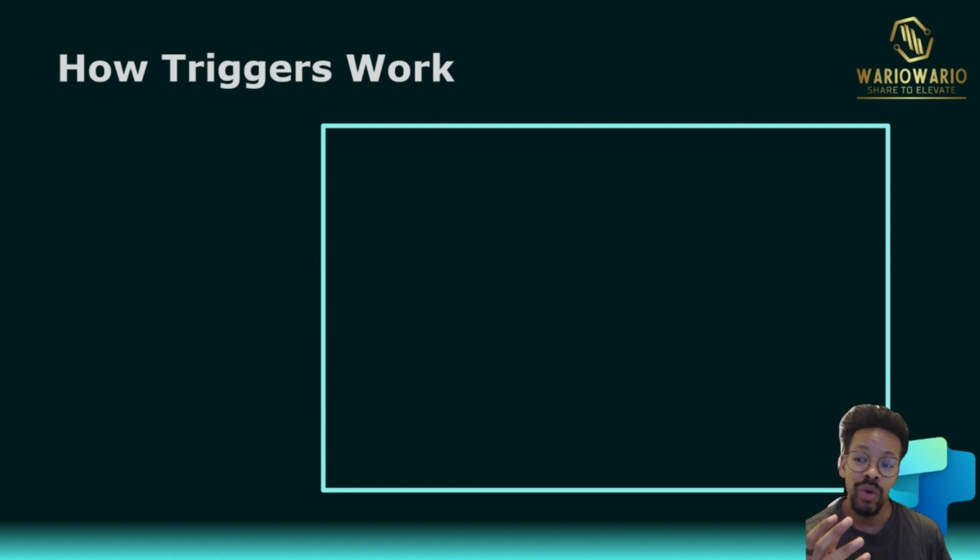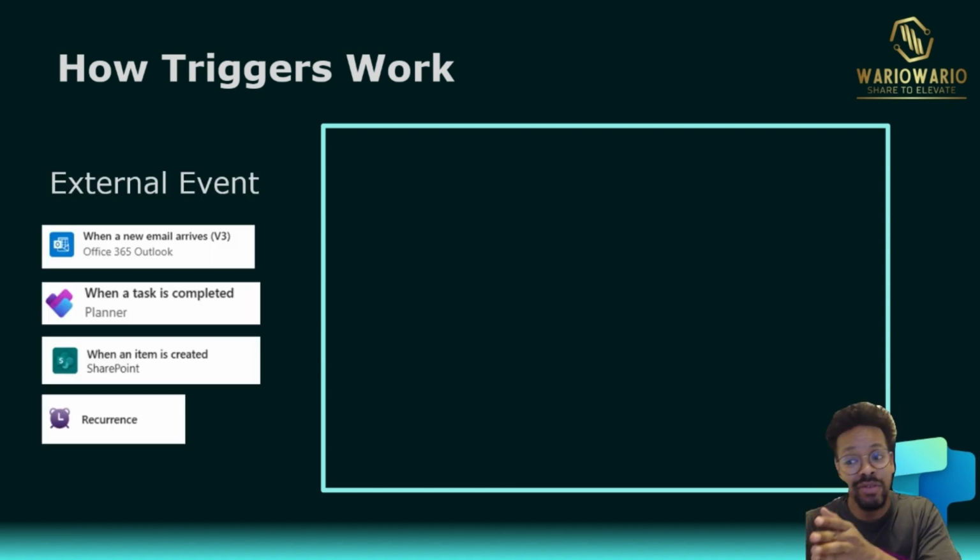So how do triggers work? First and foremost, something has to happen outside. You have these triggers, which are basically Power Automate actions. As you can see here, you have when an email arrives, when a task is completed in Planner, and when an item is created in a SharePoint list. And the best one for me, which I really like, is the recurrence one. Let's say I want a summary of my email every day. I could ask Copilot, but I would also like Copilot to send it to me every evening, or every week, so I don't have to go and do this.